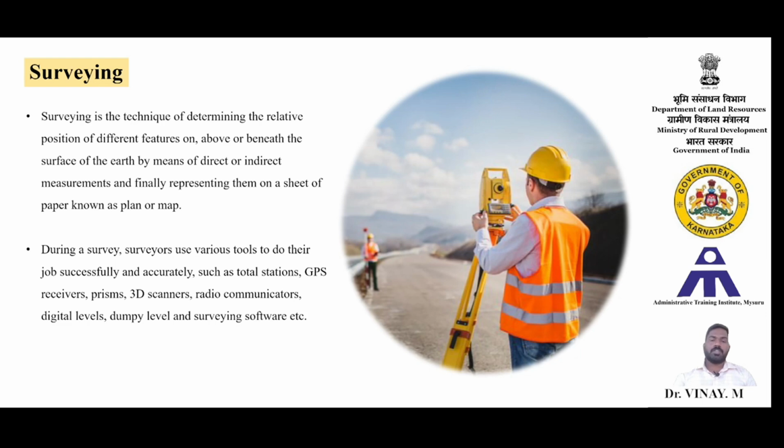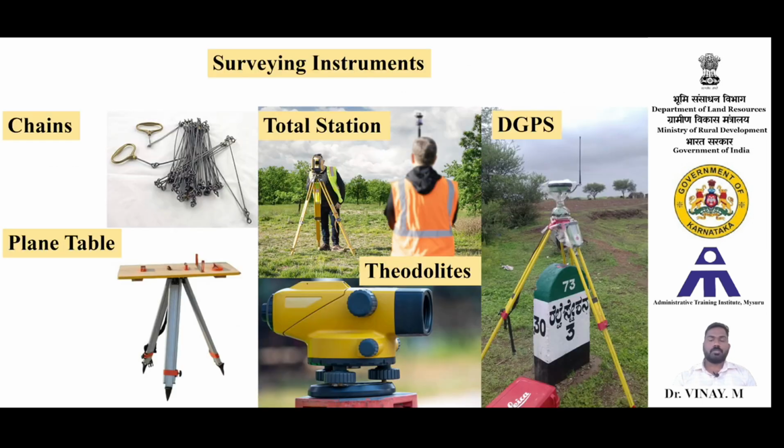total station, which is classified under EDM device. EDM means electronic distance measurement, and GPS, global positioning system, in order to receive the position, and prisms, 3D scanners, radio communicators, digital levels, dumpy level, surveying software. So the majority of those tools are used for surveying the land features.